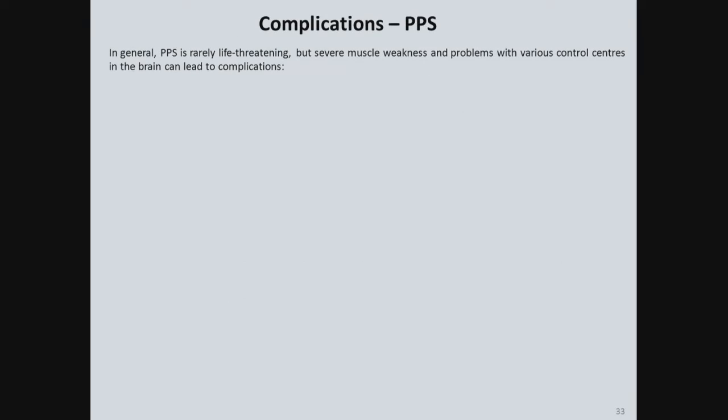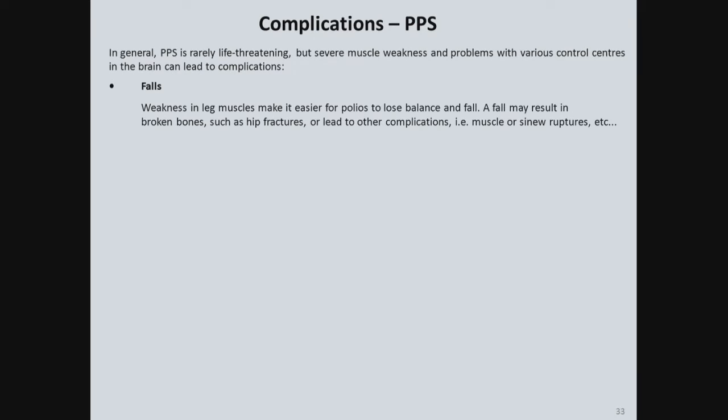Complications regarding the post-polio syndrome. In general, PPS is rarely life-threatening, but severe muscle weakness and problems with various control centers in the brain can lead to complications. Falls. Weakness in leg muscles makes it easier for polios to lose balance and fall. A fall may result in broken bones, such as hip fractures, or lead to other complications, i.e. muscle or sinew ruptures, etc.